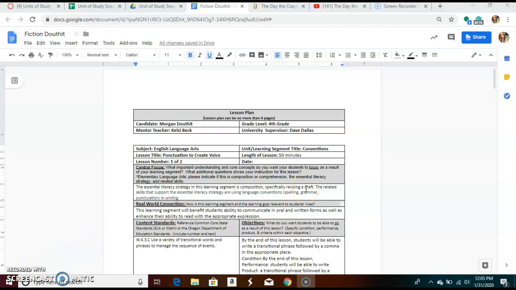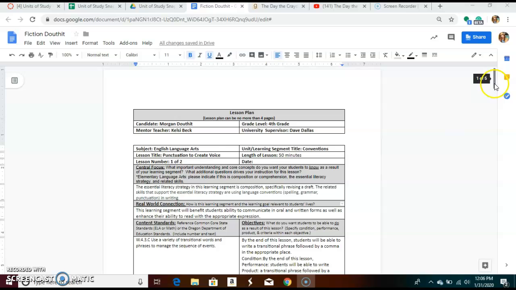The central focus for both of my lesson plans was the essential literacy strategy in this learning segment, which is composition, specifically revising a draft. The related skills that support the essential literacy strategy are using language conventions, which include spelling, grammar, and punctuation in writing. The real-world connection is this learning segment will benefit students' ability to communicate in oral and written forms as well as enhance their ability to read with the appropriate expression.